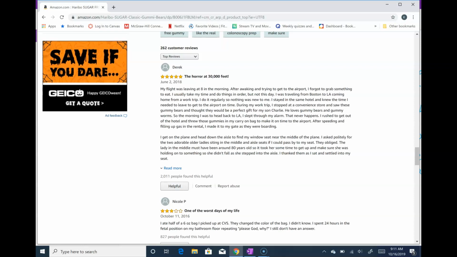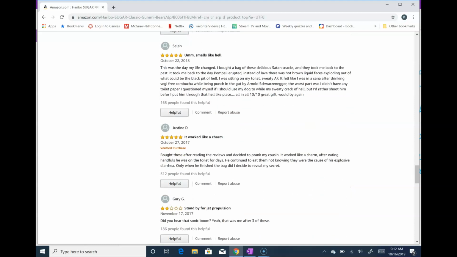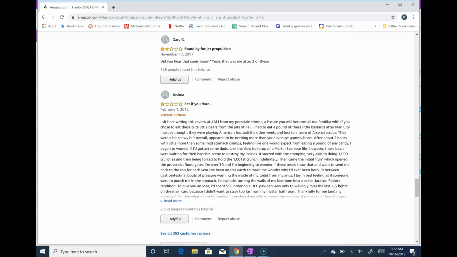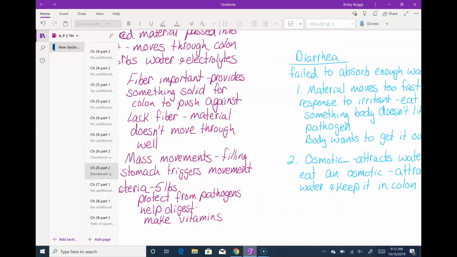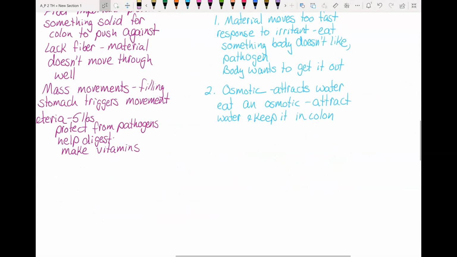But if you go on Amazon and look up these Haribo sugar-free gummy bears, there's some pretty funny stories in the customer reviews about how these gummy bears give people diarrhea. And the reason for it is the artificial sweetener that's in these gummy bears is an osmotic. So you can have this from artificial sweeteners.